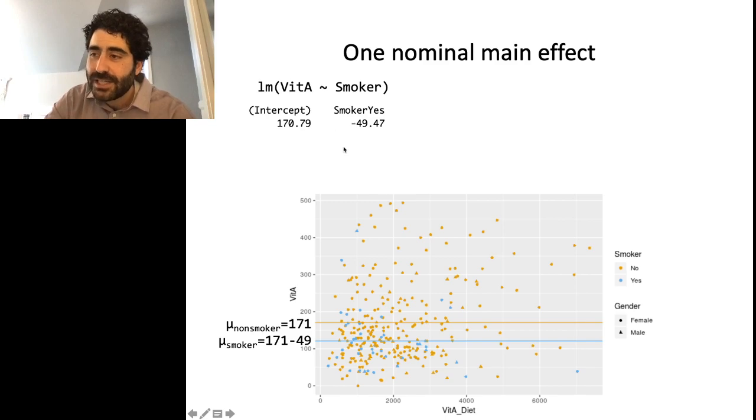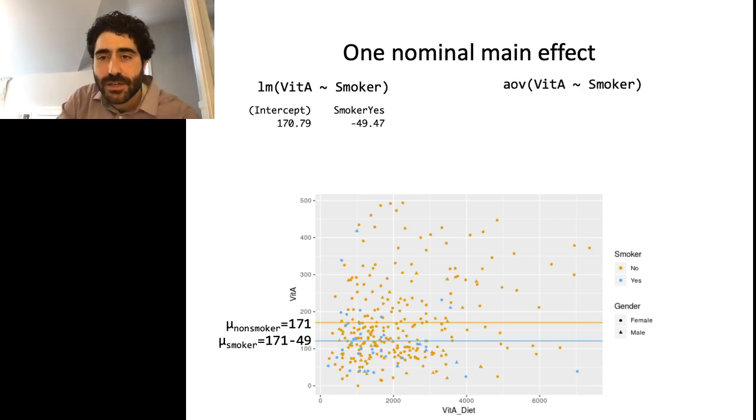So this 49 is like those betas I was showing earlier. This is saying that now that we know if you're a smoker or not, we adjust. If you're not a smoker, we don't make any adjustment; that beta is just 0. If you are a smoker, we're going to adjust downward by 49.